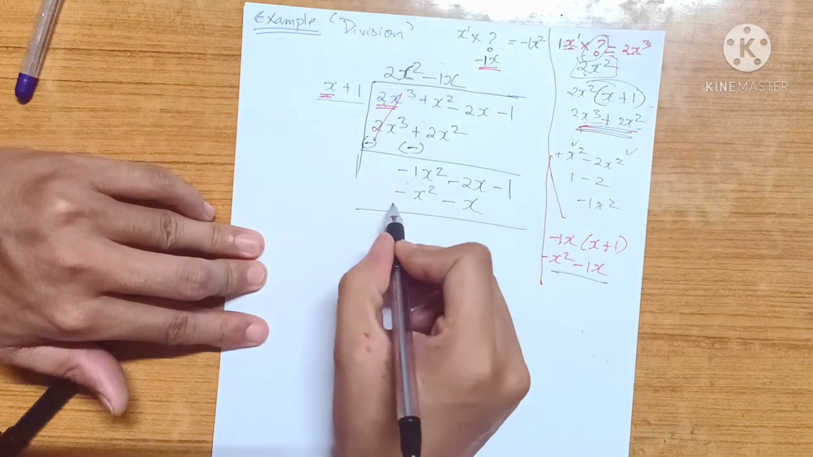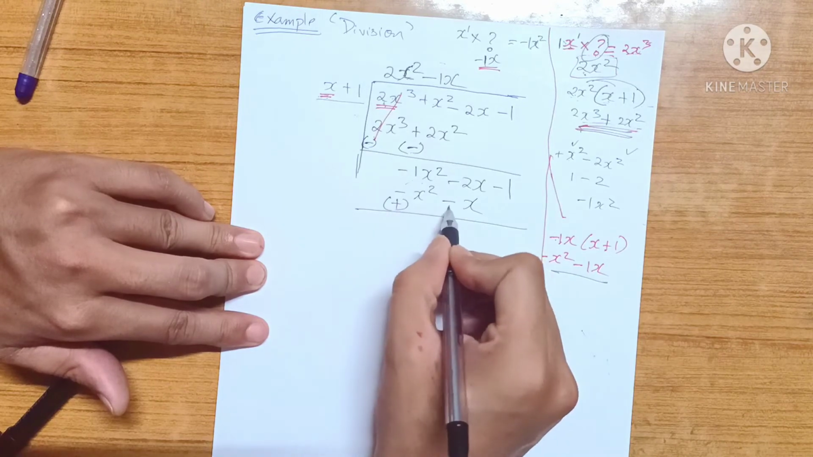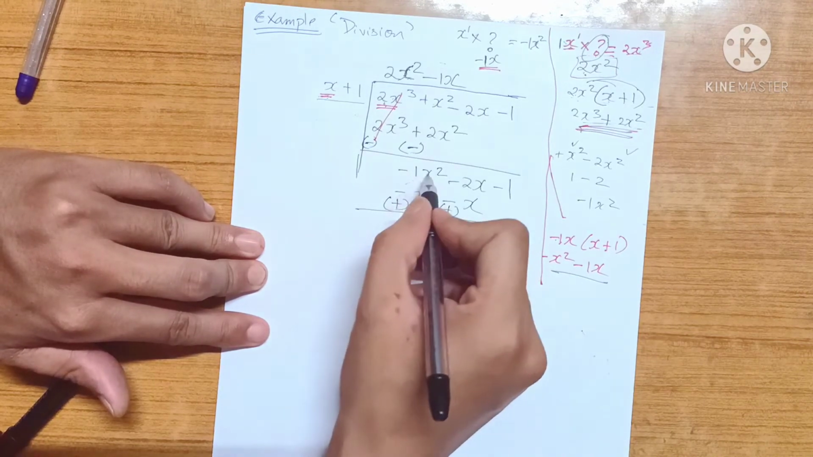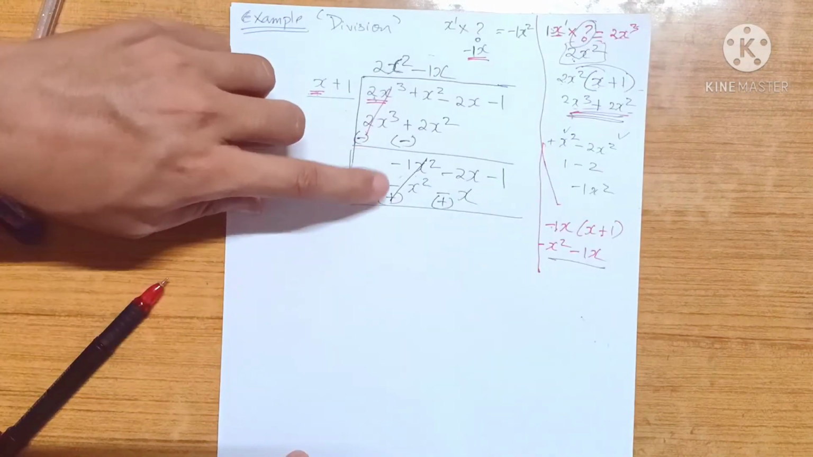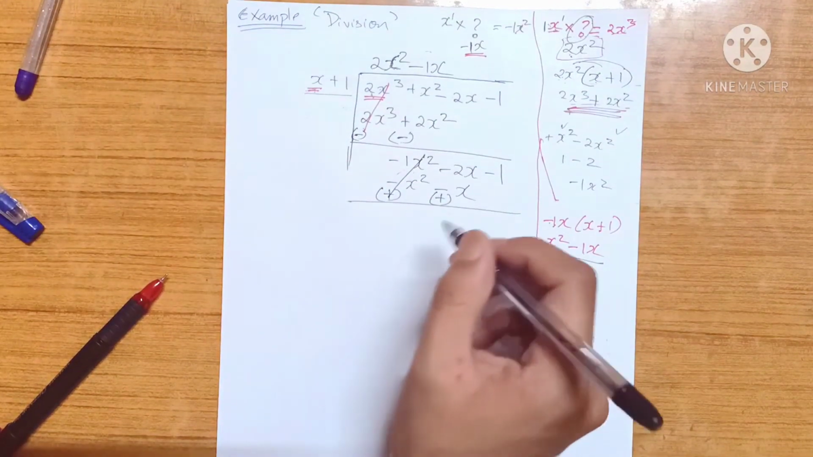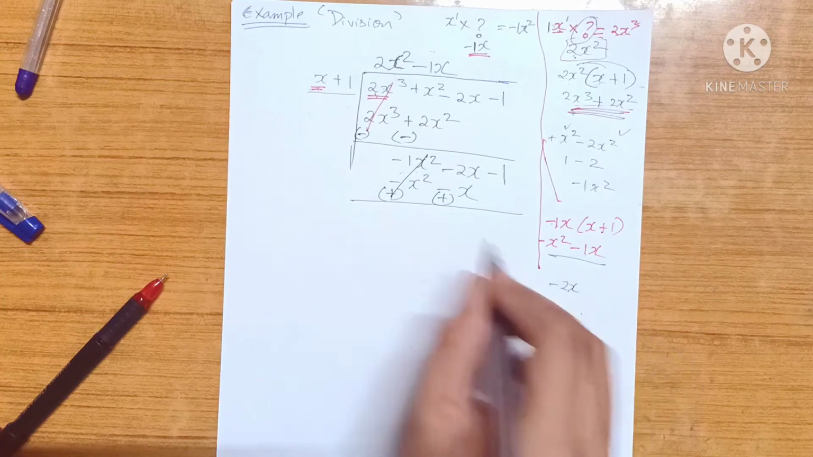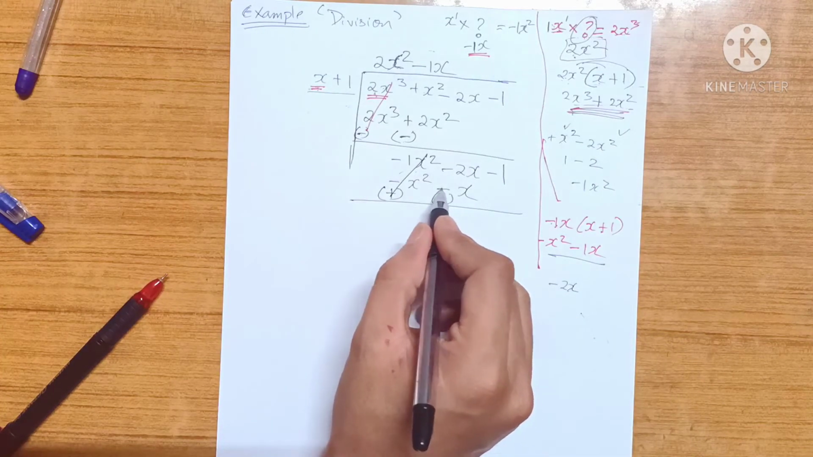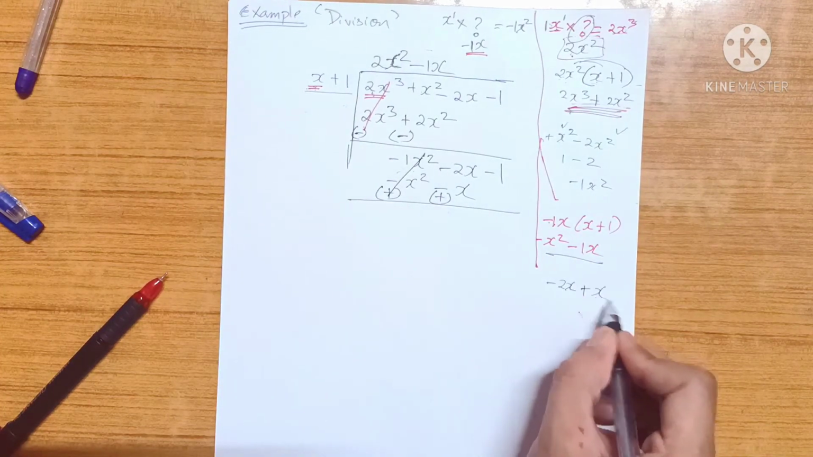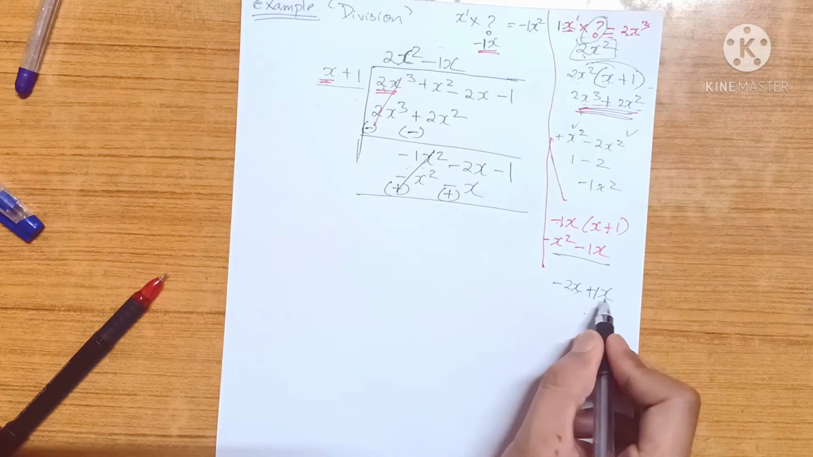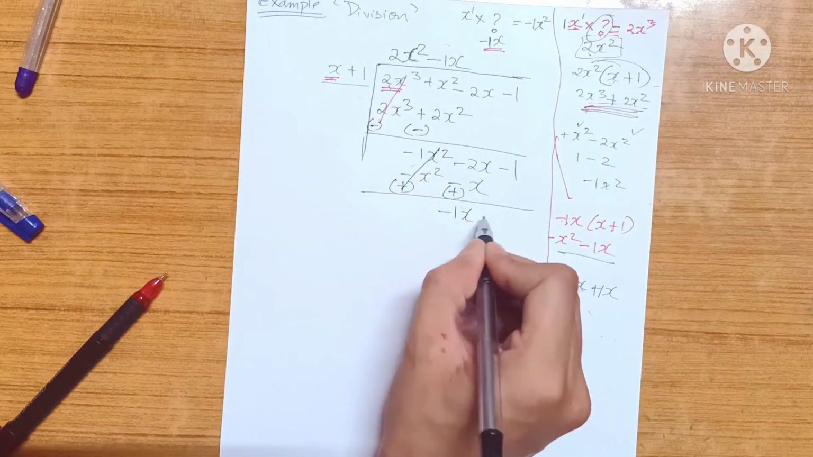After that, the signs will become opposite. These two get cancelled out because plus and minus will get cancelled out. Now what is left here? It's minus 2x. This became plus, it's no more minus. So minus 2 plus 1 is what? Minus 1.